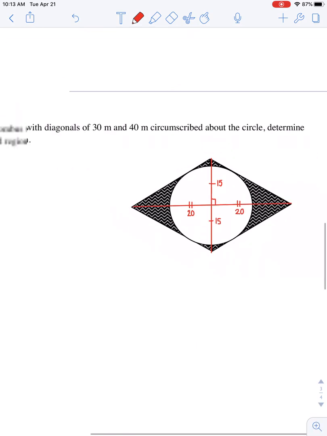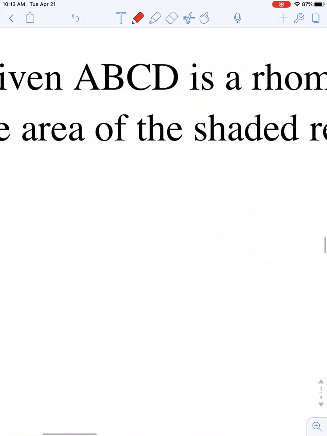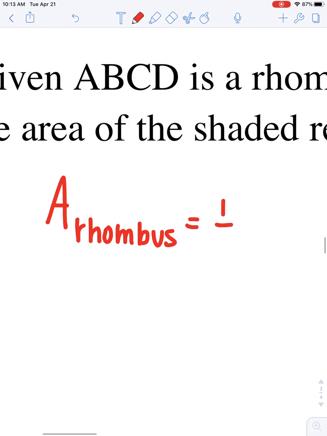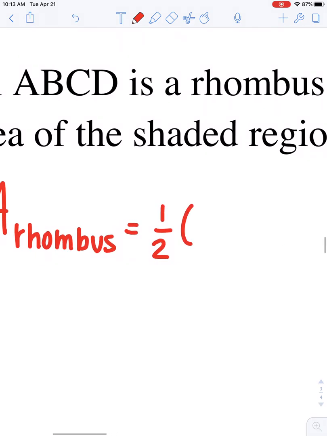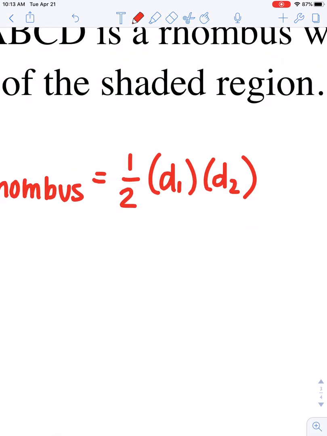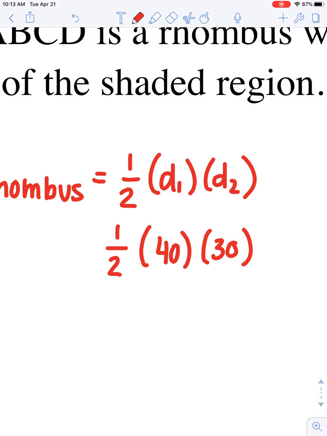So to start, we know that one area formula for a rhombus is 1/2 times diagonal 1 times diagonal 2. And we were given both diagonals of 40 and 30. So we have 1/2 times 40 times 30. And we get that the area of this rhombus is 600 meters squared.